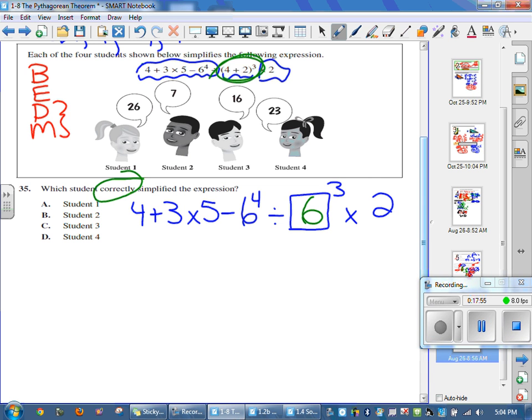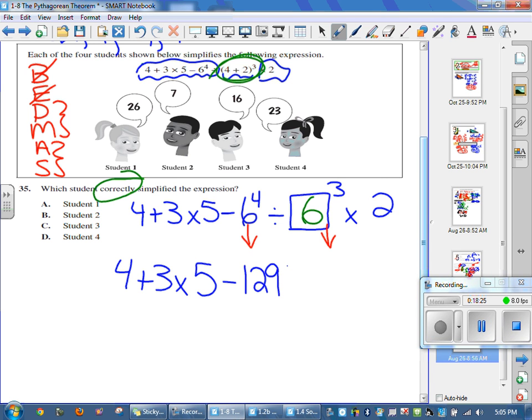So I've taken care of brackets. Now I'm looking for exponents. I do have a couple exponents, so I need to solve these exponents first. Again, we write down the rest of the equation as it stands. So I have 4 plus 3 times 5 minus, I do 6 exponent 4 in my calculator. That's going to give me 1,296 divided by, I solve 6 exponent 3 in my calculator. I get 216. And then this times 2 comes on the end. Okay? So I've solved my exponents.